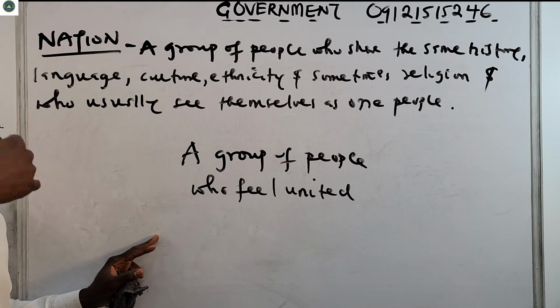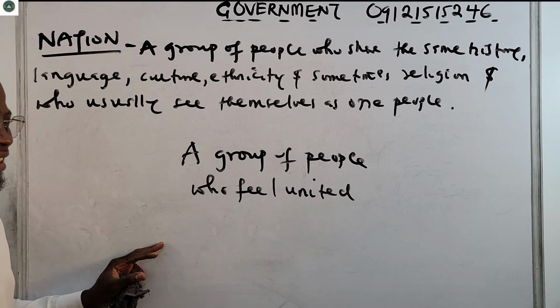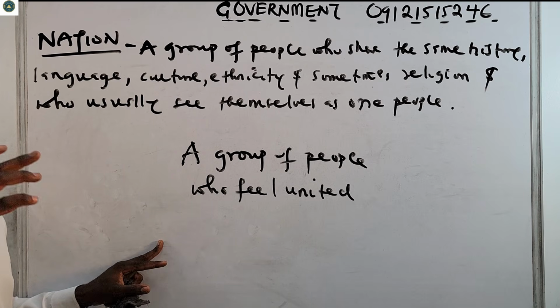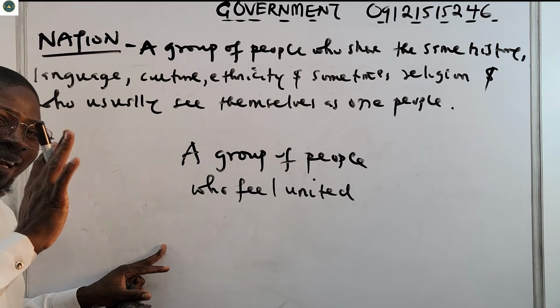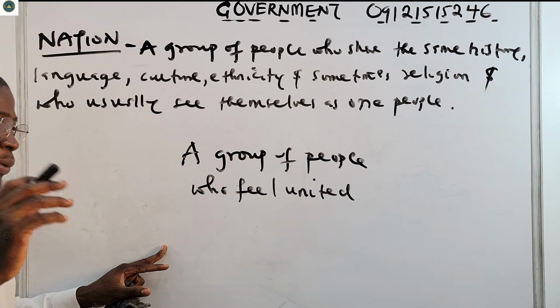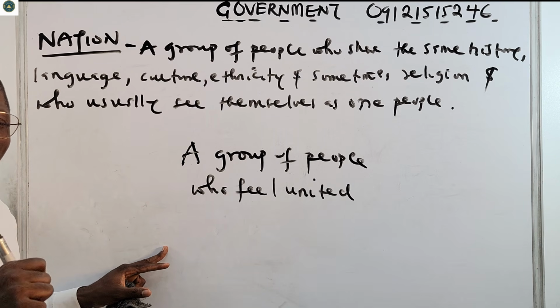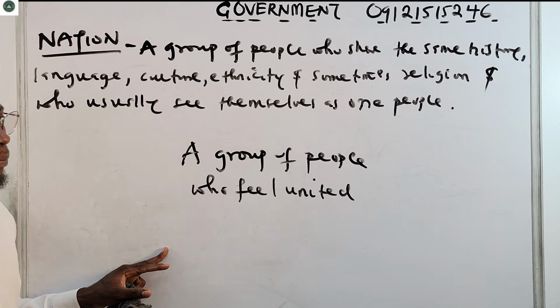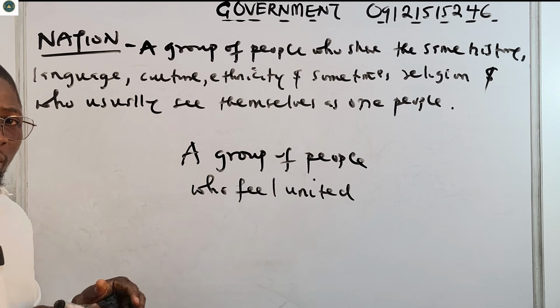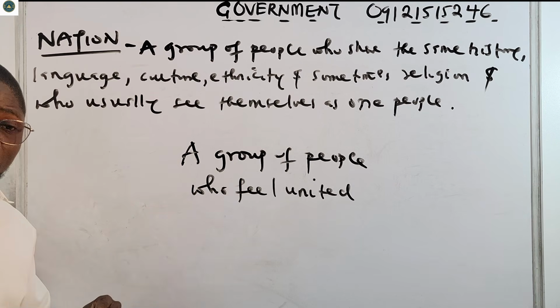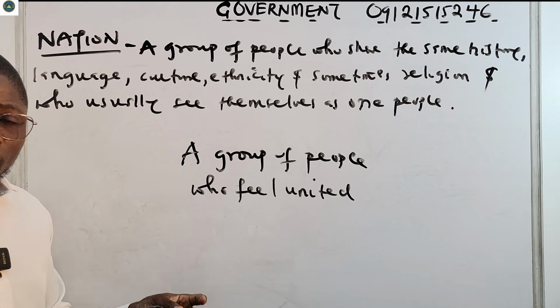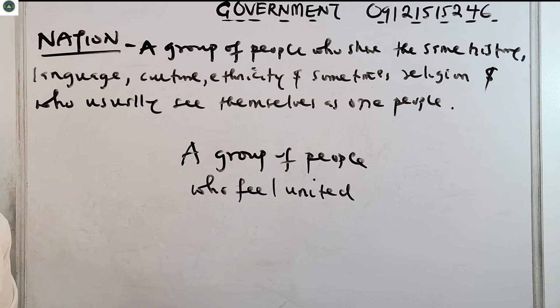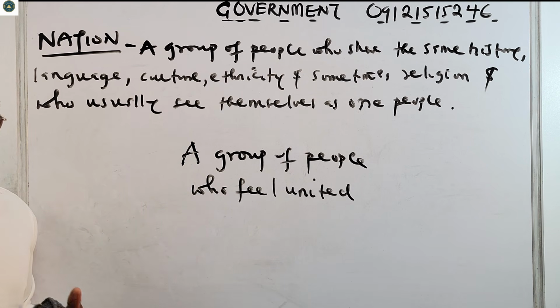So it's a group of people who share the same history, ethnicity, culture, sometimes the same religion, and of course, usually they see themselves as one. It's not about land, it's not about government, it's about a group of people who feel united because of what they have in common. For example, the Yoruba nation. The Yoruba people can be called a nation because they share the same language and the same culture. So also are the Igbo people. They share the same language and the same culture. Those are examples.